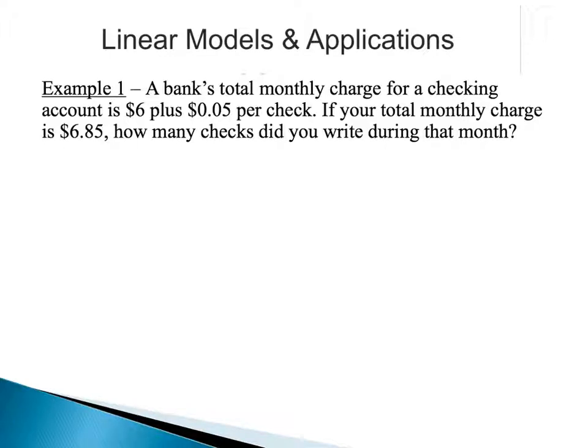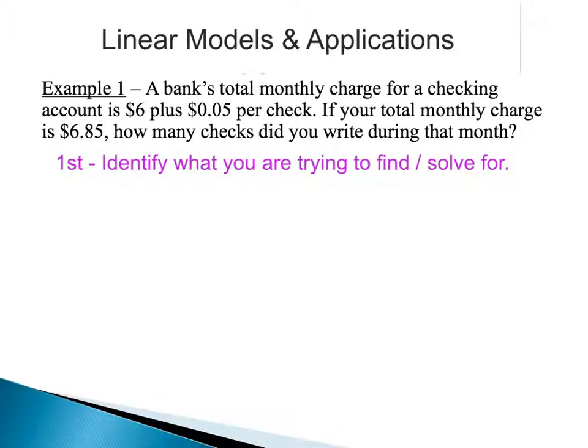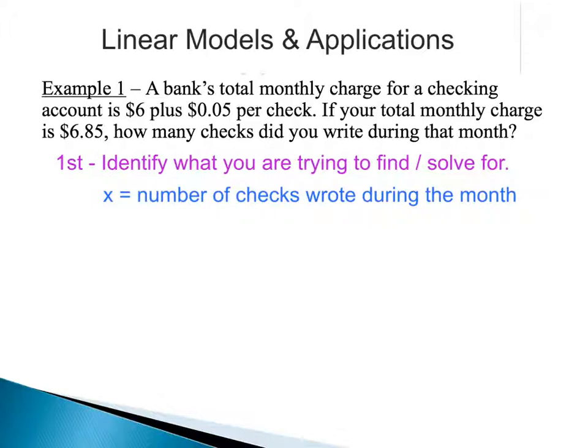So for the first example, we have a bank's total monthly charge for a checking account is $6 plus 5 cents per check. If your total monthly charge is $6.85, how many checks did you write during that month? So whenever we're dealing with a word problem, you first want to try to identify what you're trying to find. So what is the question asking us? Well, in this case, it's saying if your monthly charge is $6.85, how many checks did you write during that month? So we can say that X is going to equal the number of checks that we wrote.